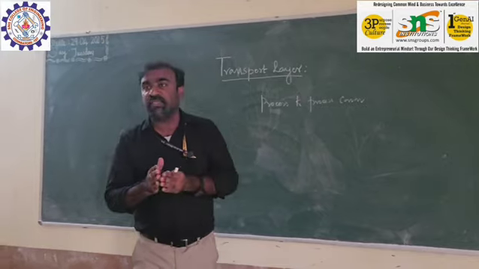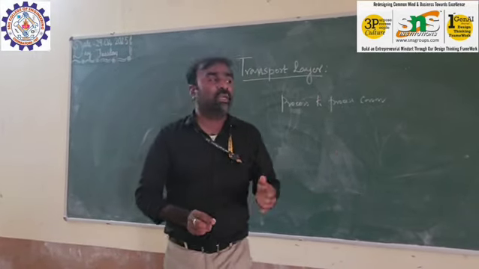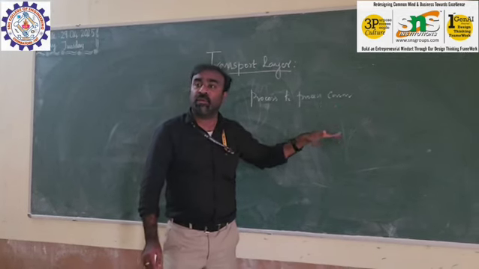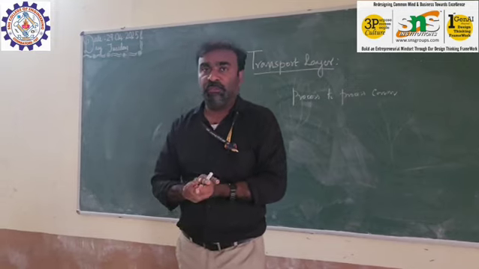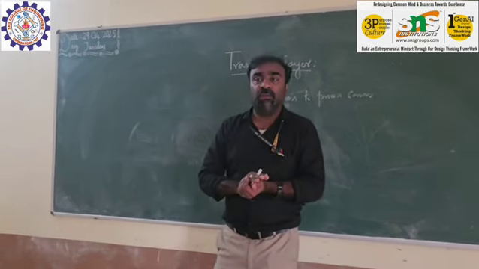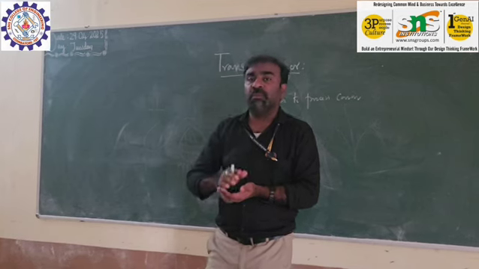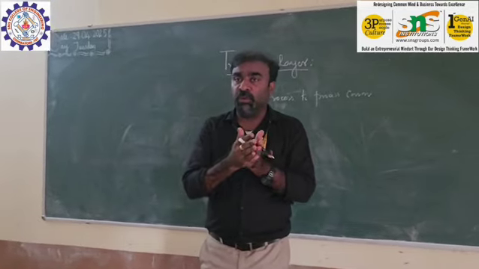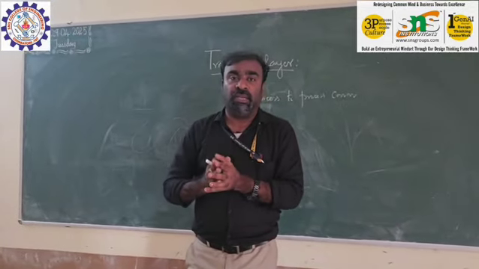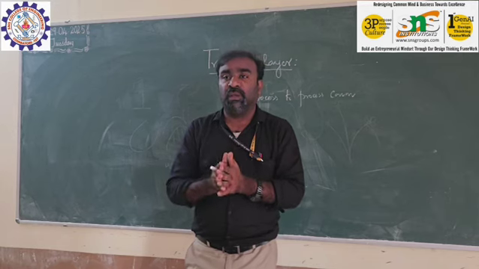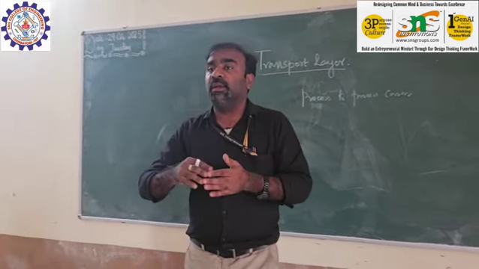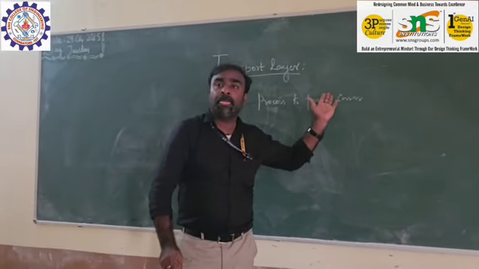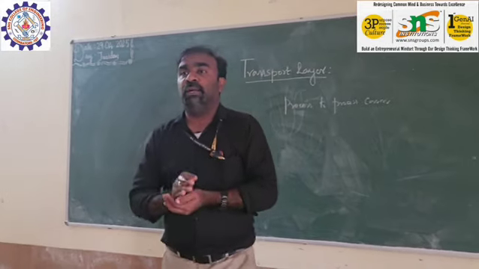There are some functions in the transport layer. One of the main functions is flow control, error control, mapping, as well as multiplexing and demultiplexing. Multiplexing means one to many. You get the data from one channel and pass it to different channels. Many to one is demultiplexing. You receive the data from many channels and send it on a single channel. These come under multiplexing and demultiplexing.